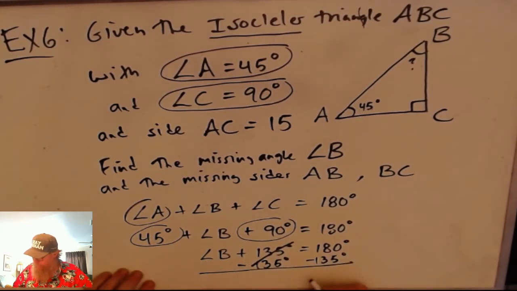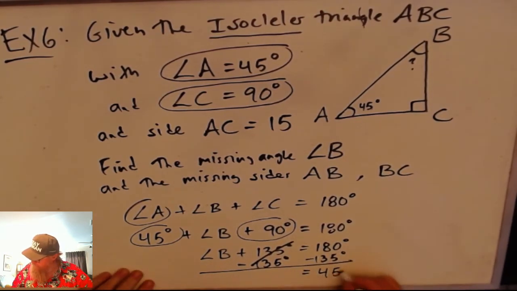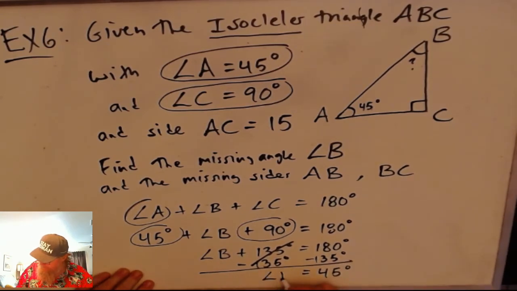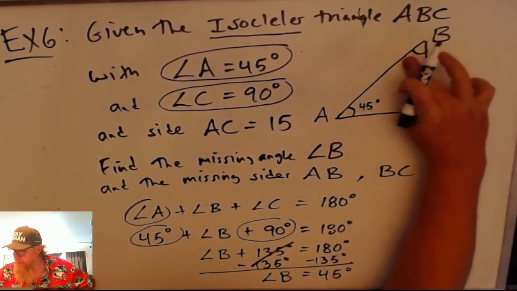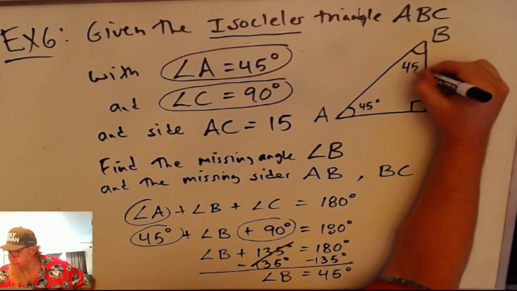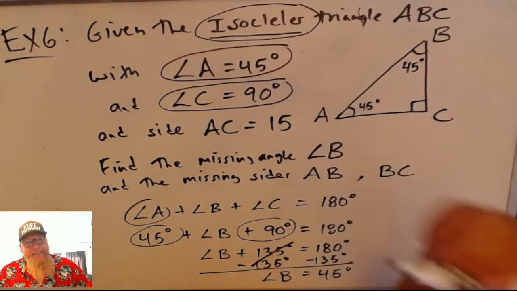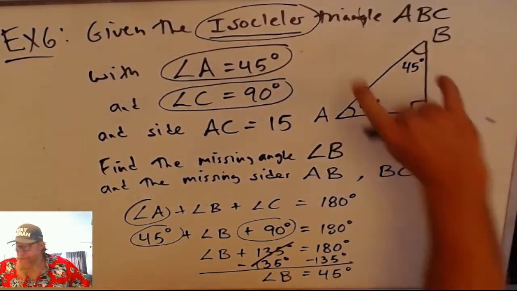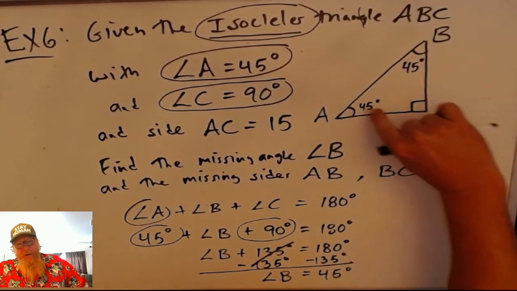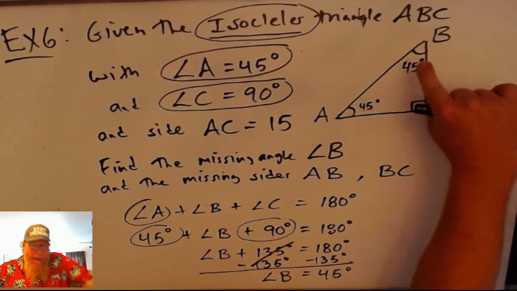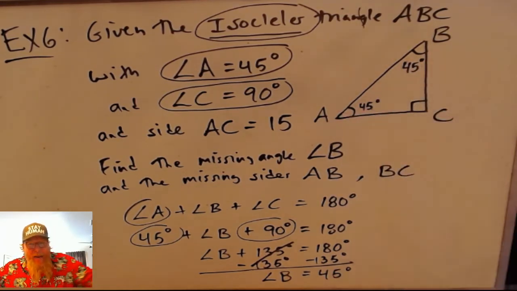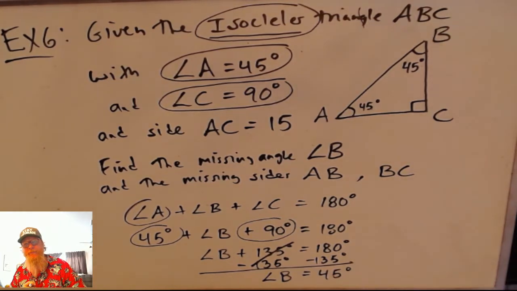And there you go. If you're a visual person, you saw the triangle, you immediately knew this one was 45 as well. Because I said it was isosceles, that was a big hint. If it's isosceles and this one's 45 and this one's 90, well then the other one had to be 45 because there are two angles that are the same. Okay, so that takes care of that.